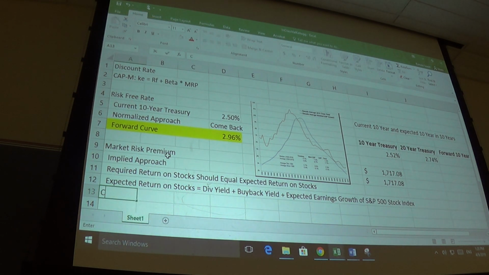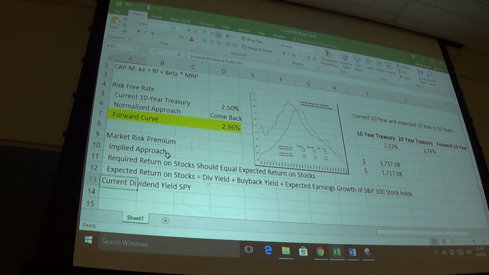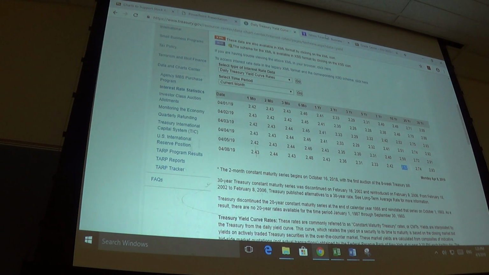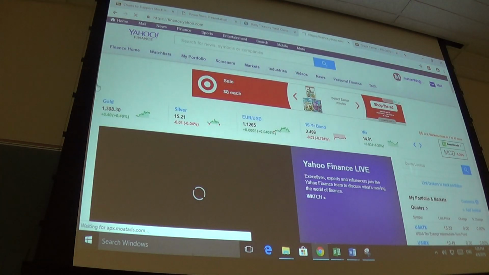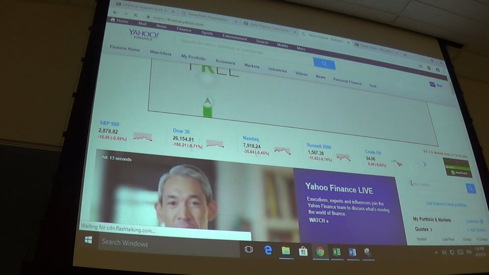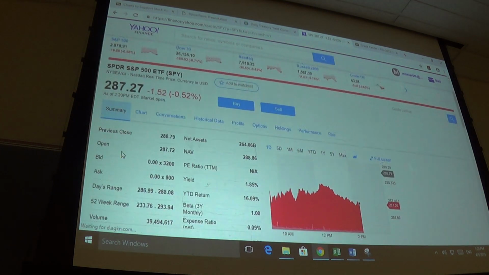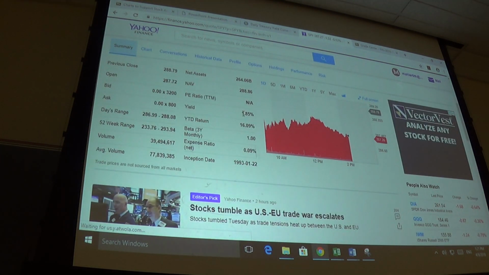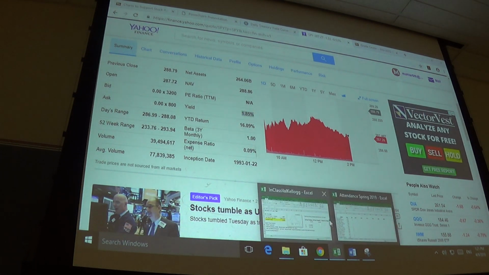So the current dividend yield, we're going to use SPY, because the S&P 500 index is a price-only index. We need dividends. The SPY is an exchange-traded fund on the S&P 500, and it does pay a dividend. So its dividends should be very, very similar to that of the S&P 500. So you go back to Yahoo Finance, and you click in SPY, and you find its dividend yield. Boy, it's only 1.85. It's amazing how low it's gotten now.